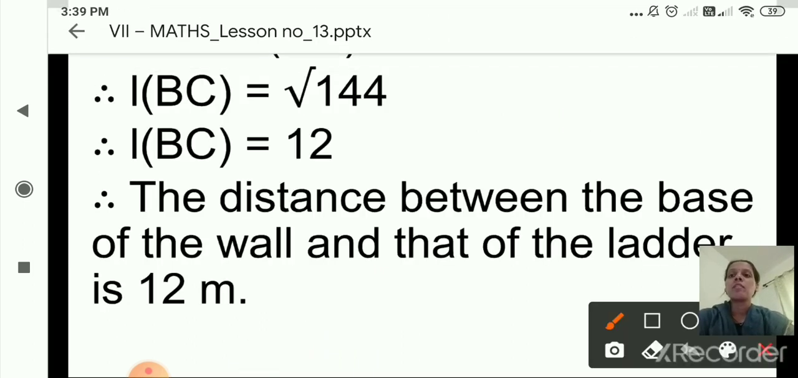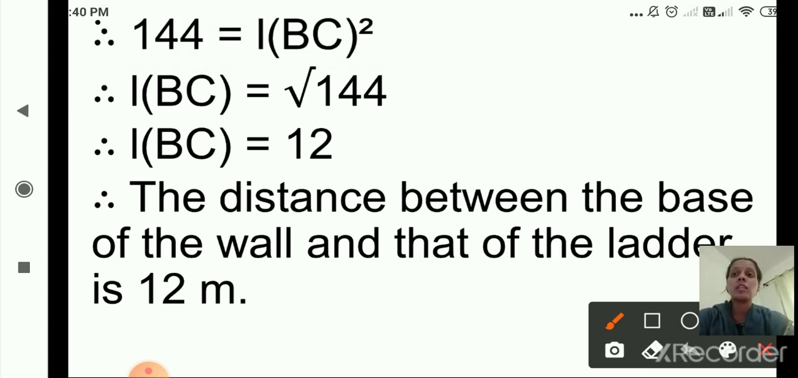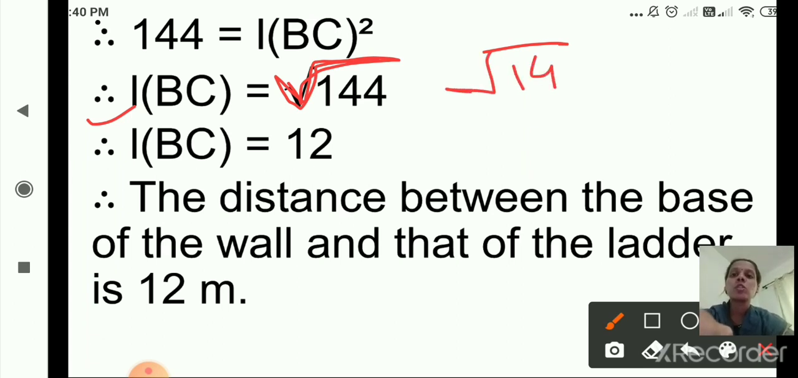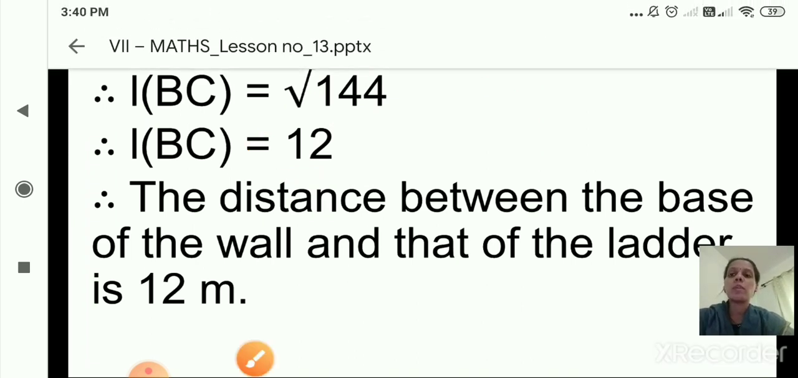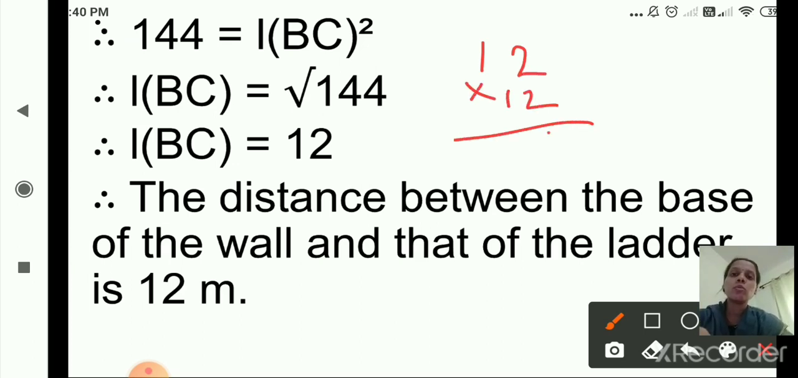So in the next step we'll write 144 is equal to length of BC square. Therefore length of BC is equal to the square root of 144. So what is the square root of 144? The square root of 144 is 12, because we'll do multiplication here. See, 12 multiplied by 12, so 2 twos are 4, 2 ones are 2, here it is 0, 2 ones are 2, 1 one is 1.